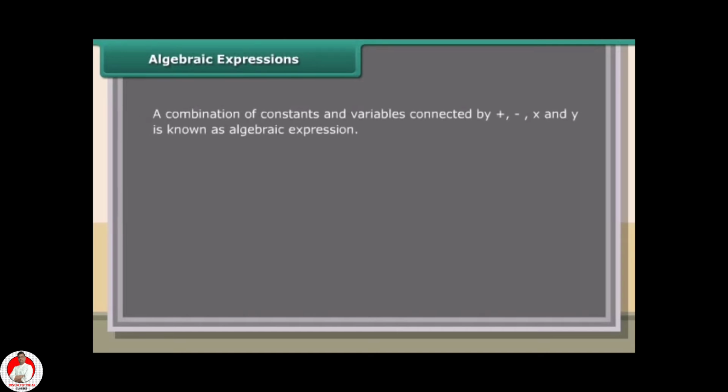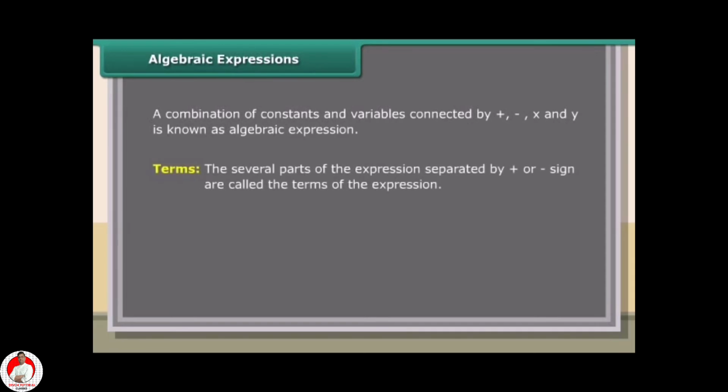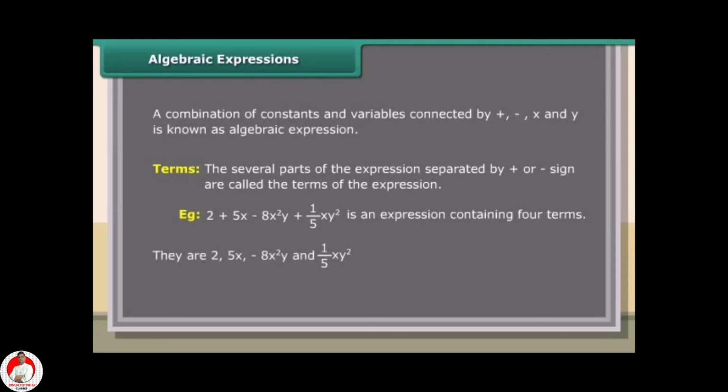Algebraic expressions. A combination of constants and variables connected by plus, minus, multiplication and division is known as an algebraic expression. Terms. The several parts of the expression separated by plus or minus sign are called the terms of the expression. Example, 2 plus 5x minus 8x square y plus 1 upon 5 xy square is an expression containing 4 terms. They are 2, 5x, minus 8x square y and 1 upon 5 xy square.